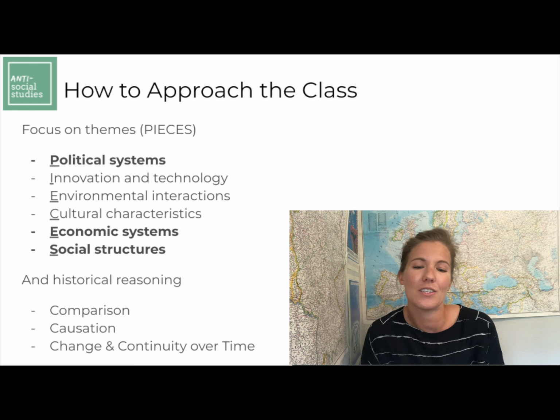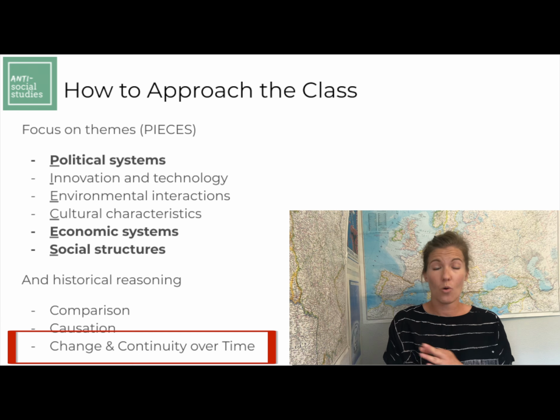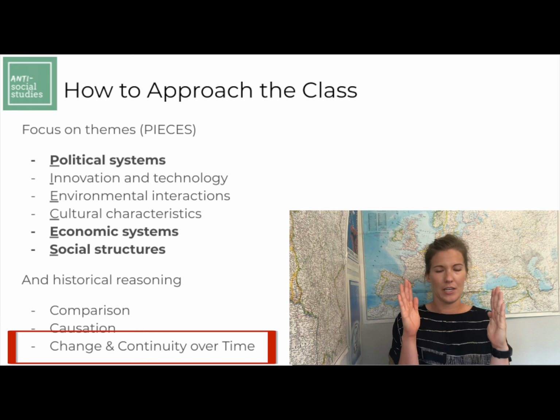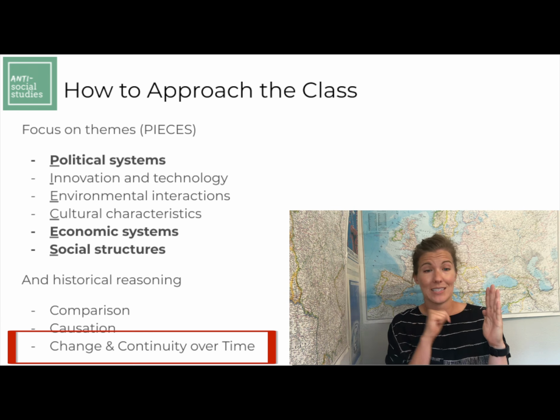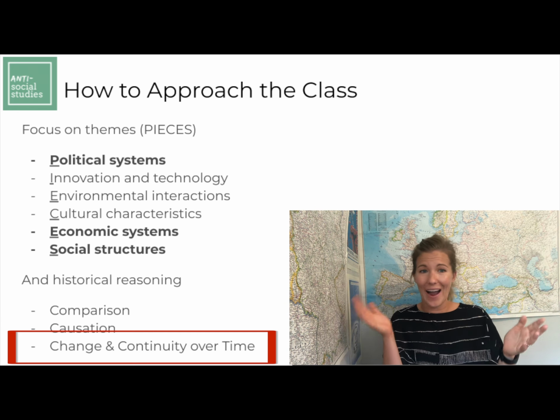And then the last one is change and continuity over time. Over the course of a time period in European history, what are some political systems that stay the same? What are some political systems that changed? What is the reasoning for that? Why did they stay the same? Why did they change?